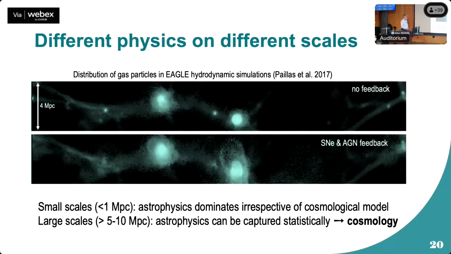And here you see two simulations with and without feedback. But I think what is very important is that it's correlated. On small scales, you get astrophysics. On large scales, you have cosmology. But those are not independent things, right? This is not a data science problem.